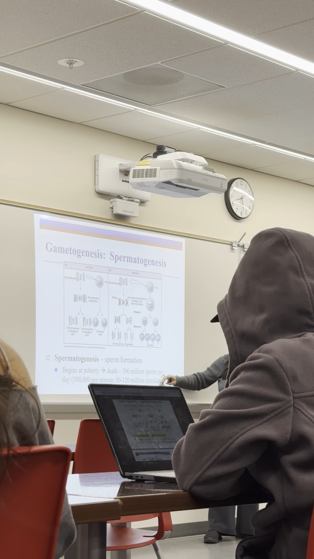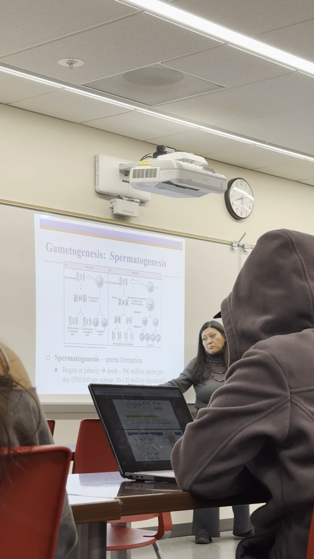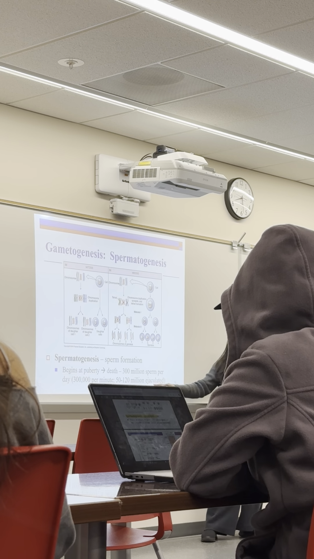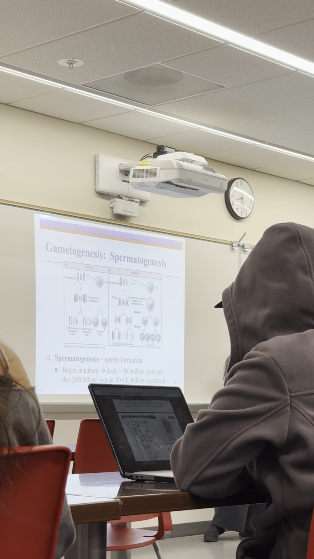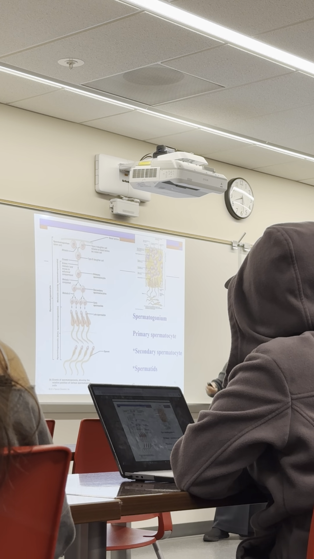So for the males, it begins at puberty and ends at death. About 300 million sperm per day is produced. So if you think about it, 300,000 per minute. And in an ejaculate, 50 to 120 million are ejaculated. And how many sperm does it take to fertilize an ovum, everybody? Out of those, just one. Just one.